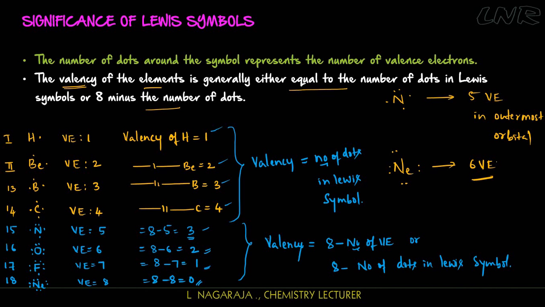So these are all the significance of Lewis symbols. Valency is nothing but the combining capacity of the element. The combining capacity of the element is either equal to the number of dots in the Lewis symbol or 8 minus the number of dots in the Lewis symbol. So by using these Lewis symbols, we can calculate the valency of the elements and also conclude what valence electrons are present in the atoms.